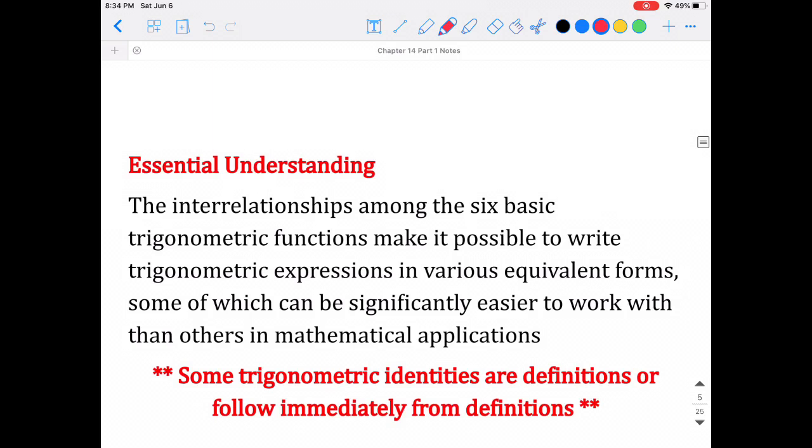An essential understanding for this section: there are interrelationships among the 6 basic trigonometric functions that make it possible to write trig expressions in various equivalent forms, some of which can be significantly easier to work with than others in mathematical applications. Some trig identities are definitions or follow immediately from definitions, and you'll see that on the last slide. But we can change up our trig identities in order to simplify.